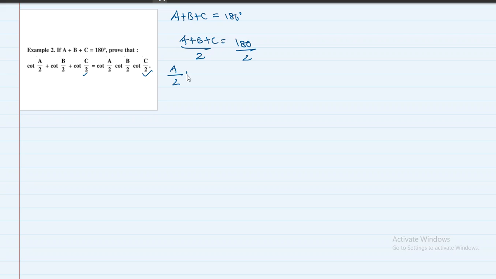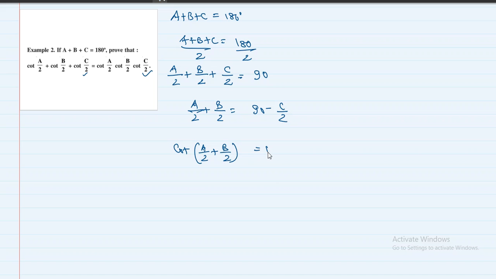That is A/2 plus B/2 plus C/2 is equal to 90. So can we say that A/2 plus B/2 is equal to 90 minus C/2? And further, everything is in terms of cot. So can we say that cot of (A/2 plus B/2) is equal to cot of (90 minus C/2)? Yes.